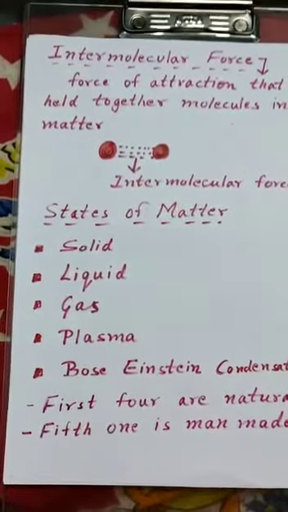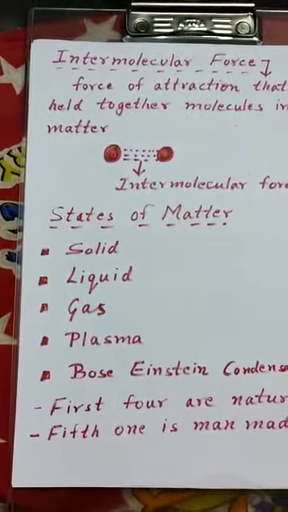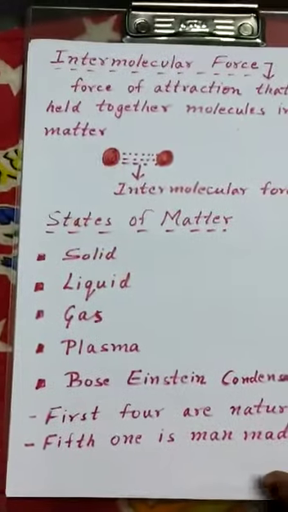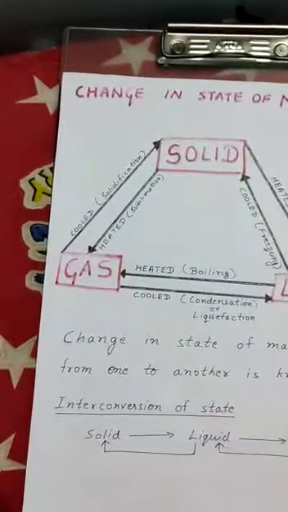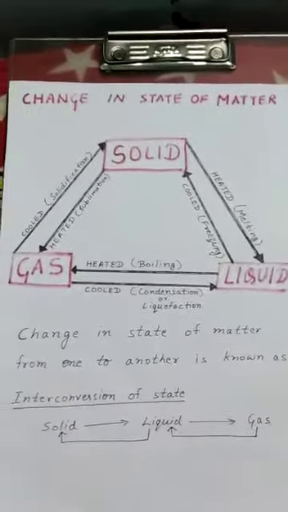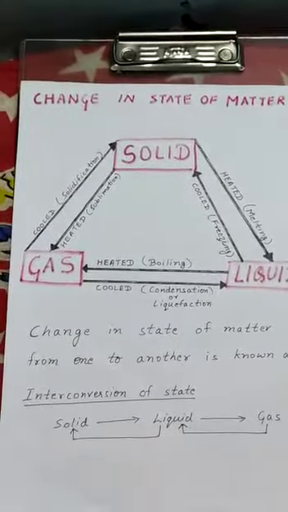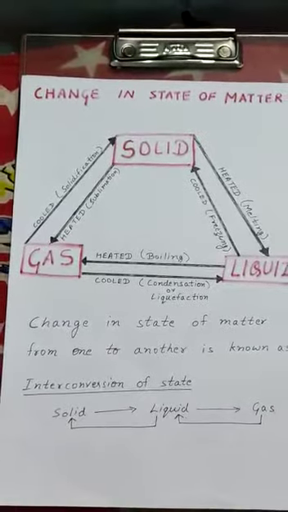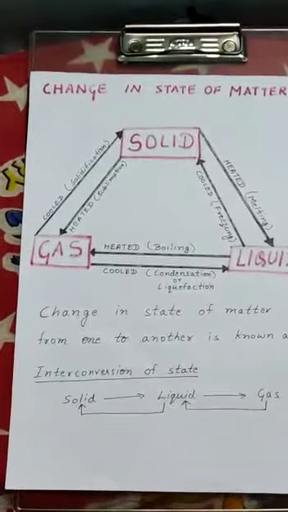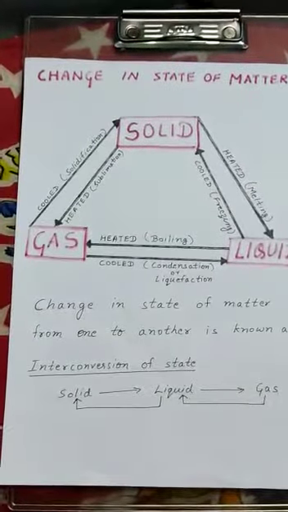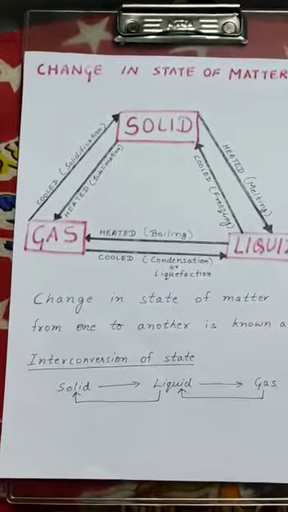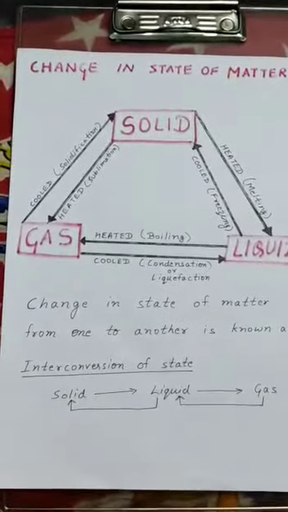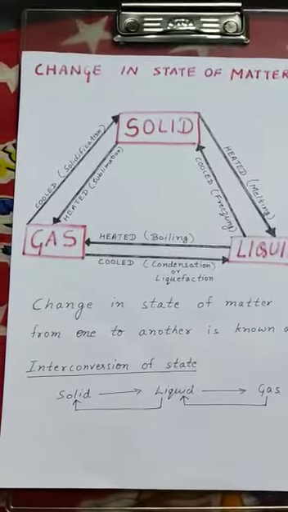But in your chapter, only three states of matter are being discussed, that is the solid, liquid and the gas. And these states of matter can be converted from one state into another state, and this is known as interconversion of state. The change in state of matter is represented by this triangle in the figure, where the three states of matter are solid, liquid and the gas.